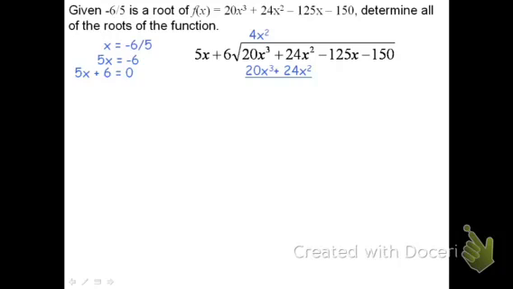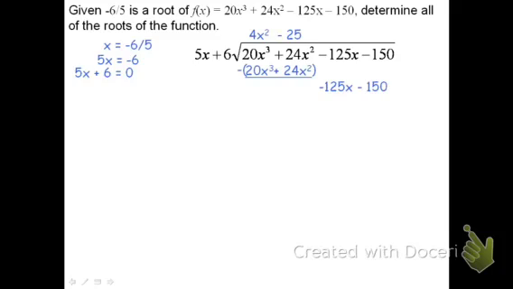Again, make sure you're lining up your like terms. We'll wrap these in parentheses, and now subtract. 20x cubed minus 20x cubed is 0, and the 24x squared minus the 24x squared will also be 0. So we get a remainder of 0 there. So I need to bring down the next two terms now, because I always want to work with two terms when I have a binomial here. So I'll bring down the negative 125x, and I'll bring down the negative 150.